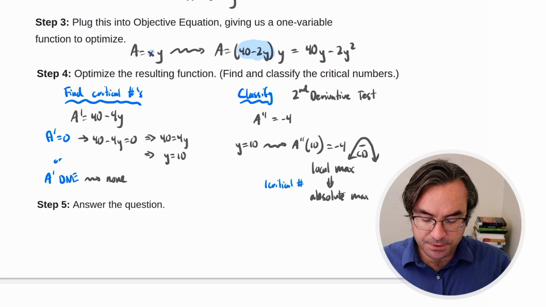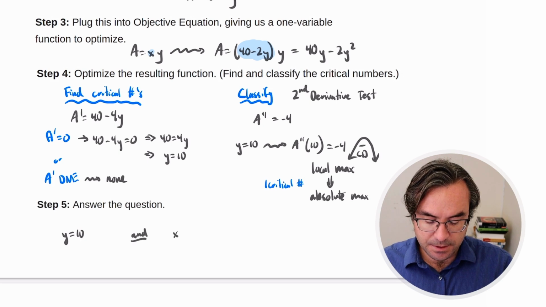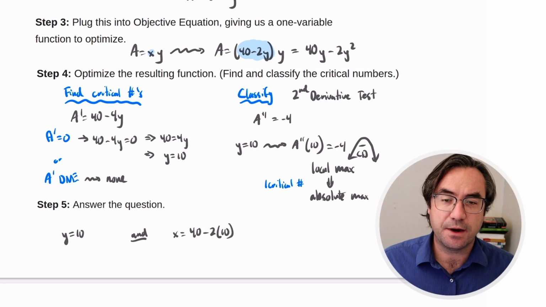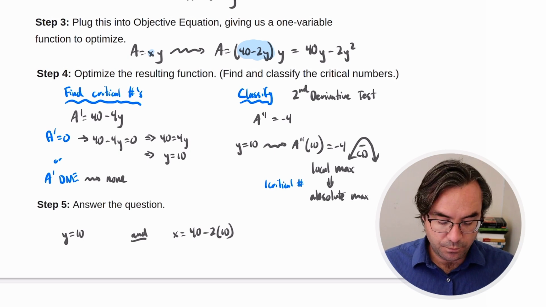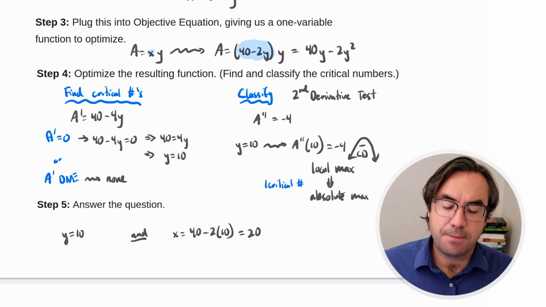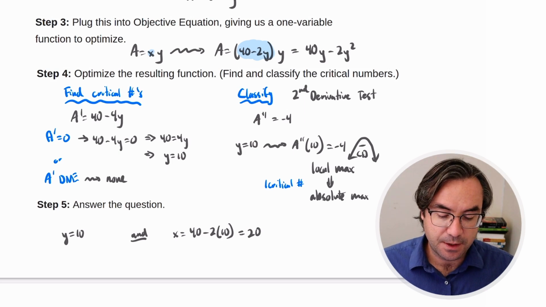So we know y is equal to 10. And we know x is equal to 40 minus 2 times y. So if we plug our y value in there, we end up with 20. All right, so that's it.